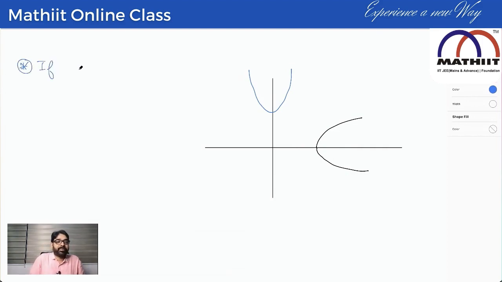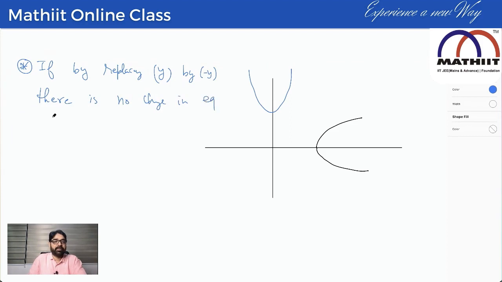If by replacing y by minus y, there is no change in equation, then that curve will be symmetric about x-axis.